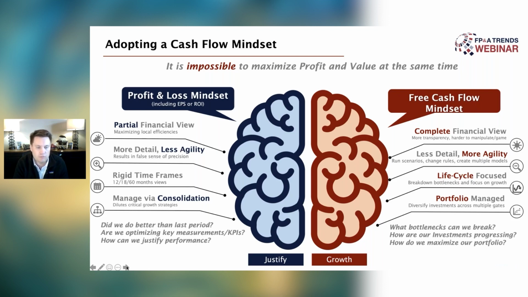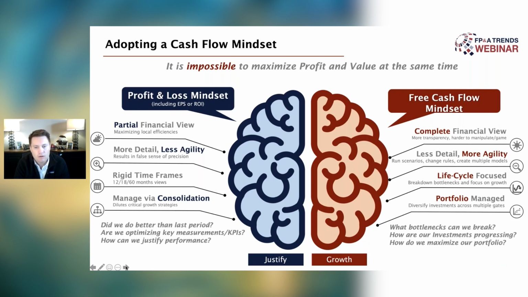On the other side, when we think about a profit and loss mindset, profit and loss is a partial financial view, right? Which in itself is not a big deal. It's the profit and loss. But the problem is when you try to maximize a partial view, you're really maximizing what they would call in the manufacturing world a local efficiency. So what happens is you improve something only to bottleneck things up later down the road.